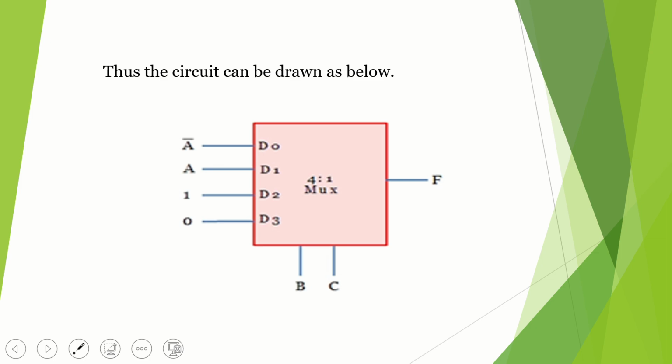As we already said, this is a 4 is to 1 mux, so we need only 2 selection lines. Out of 3 variables, only B and C are considered here, and the left-over variable is taken as one of the inputs. For D0 we have derived A bar. For D1 we have derived A. For D2 we have derived 1. For D3 we have derived 0.